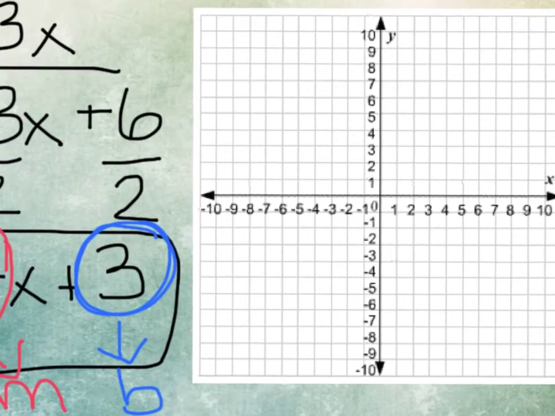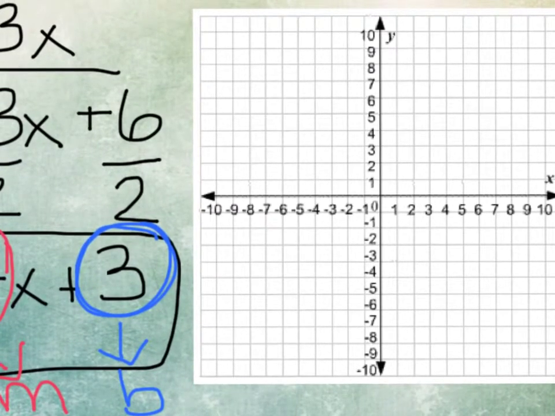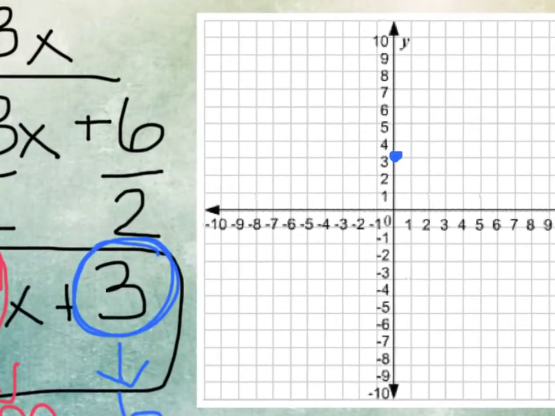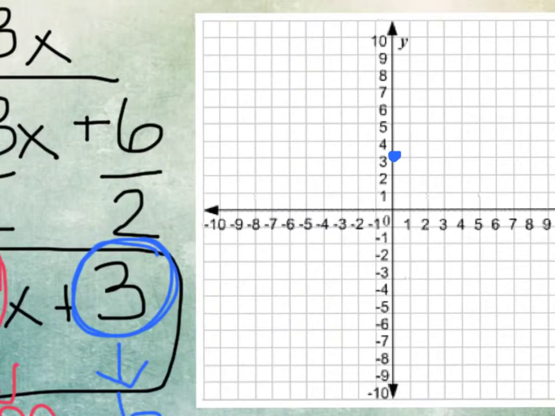Remember, b is 3, so I'm going to start with 3 on the y-axis, right here. And then my slope is, let's recite that, I just want to make sure I get the right one, negative 3 over 2. Okay, so that means we're going to go down 3, 1, 2, 3, and over positive 2, 1, 2. And here's my second dot.